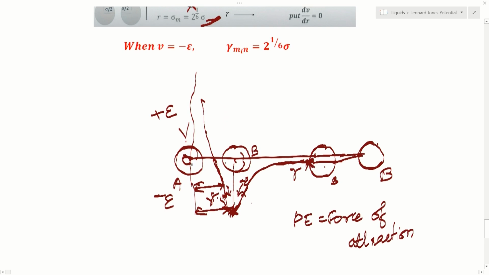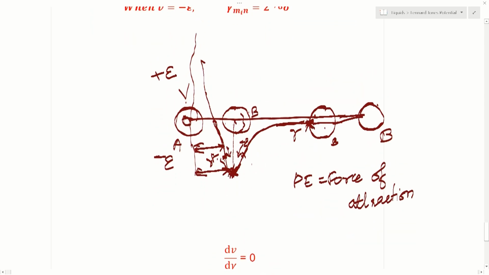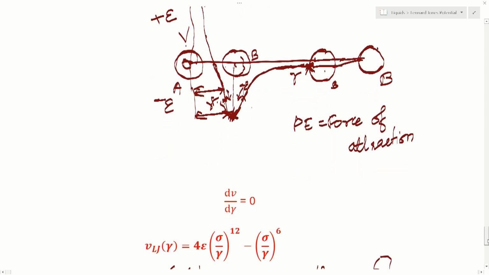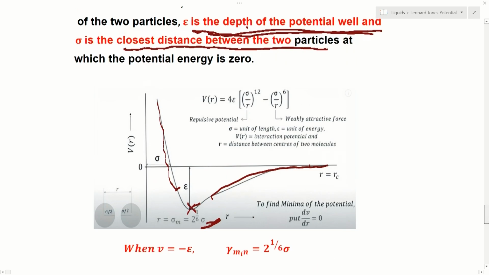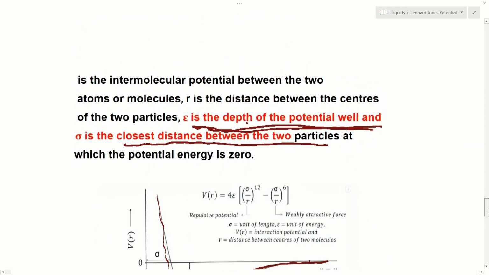Therefore the maximum force of attraction will be when the interacting molecules are at the distance of r. That means when V is equal to minus epsilon, that is the maximum force of attraction value. I hope you all understood the Lennard-Jones potential.